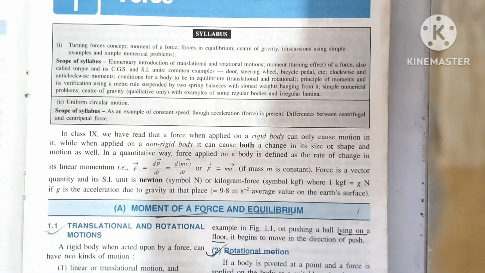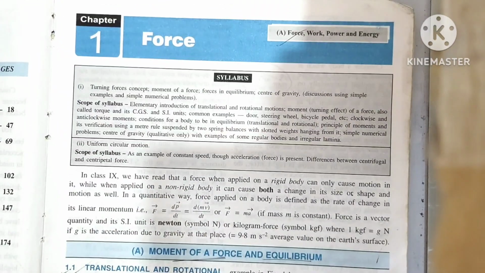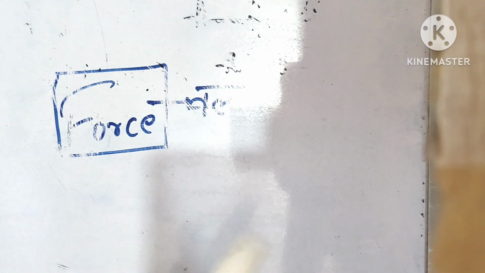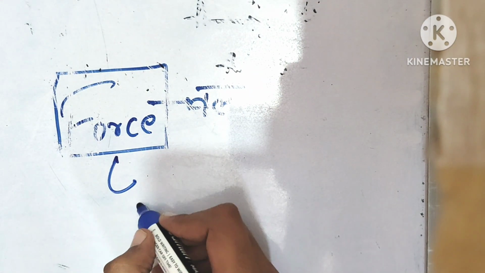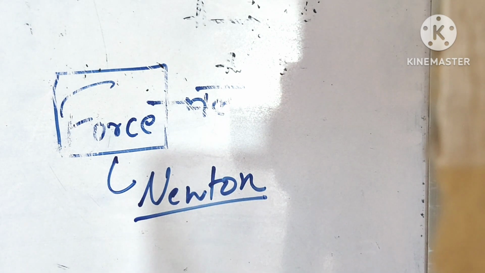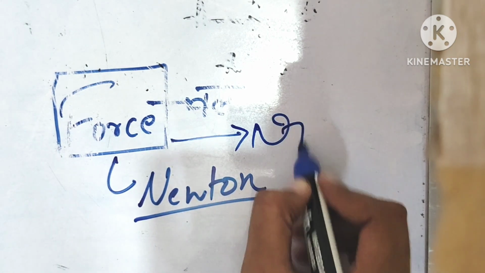So basically, the definition: what is force? Force is a type of push or pull which is applied by or received by anybody. Okay, so what is the SI unit of force? Its SI unit is Newton. What is its symbol? Its symbol is N, which stands for Newton.